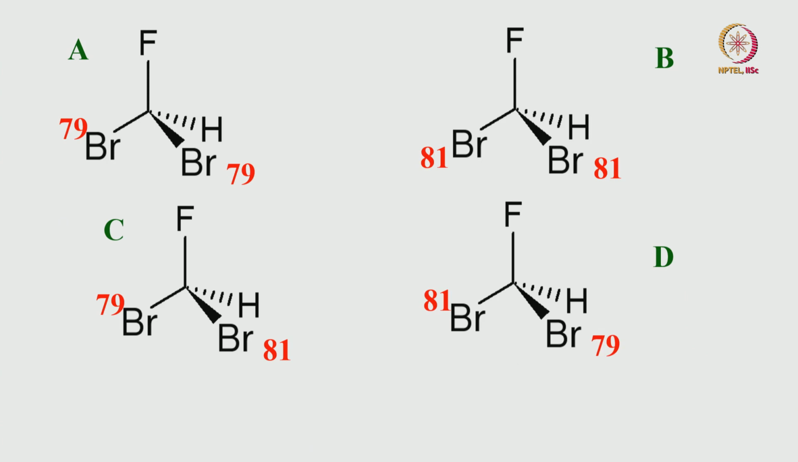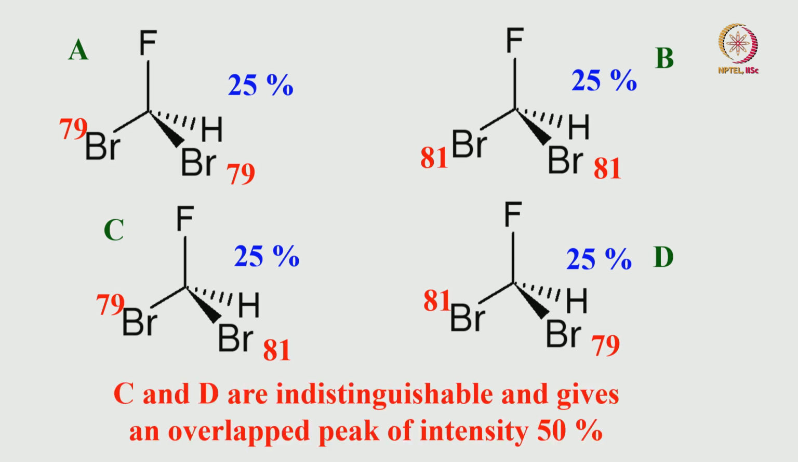If I say there are 100 molecules, 25 molecules will have both bromine 79, 25 molecules will have both bromine 81, 25 molecules will have one bromine 79 and this bromine 81, and 25 molecules will have this bromine 81 and this bromine 79. As I said, C and D are indistinguishable, they overlap. So what happens? You get 3 peaks. In reality, there are 4 molecules, 4 spectra, but the spectra of these 2 molecules are indistinguishable, they overlap. As a consequence, you get 1 peak for this, 1 peak for this, and 2 peaks overlapped, giving a triplet-like pattern. So you get a 1:2:1 intensity ratio.